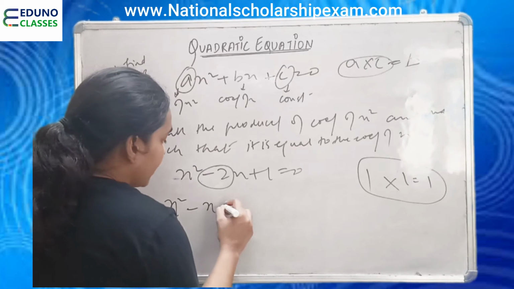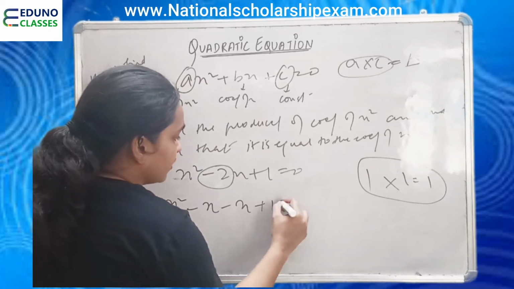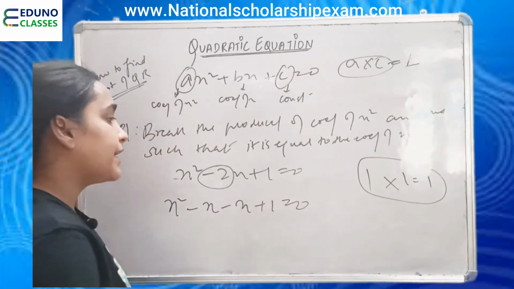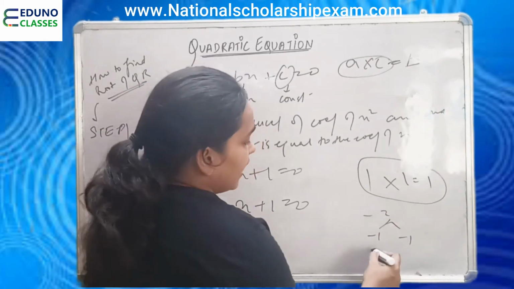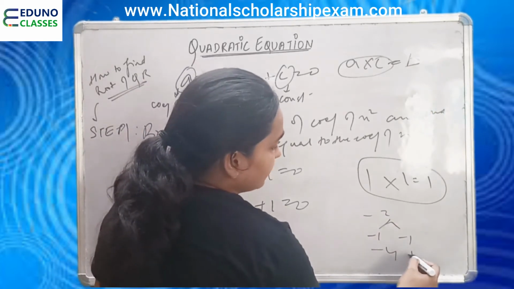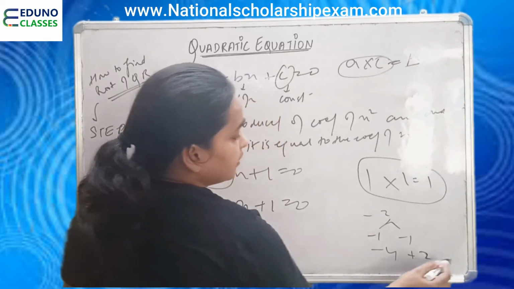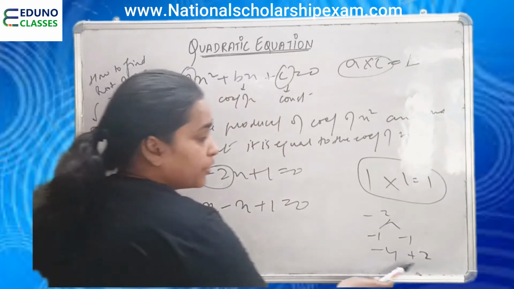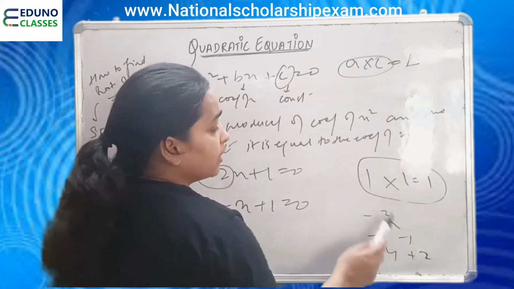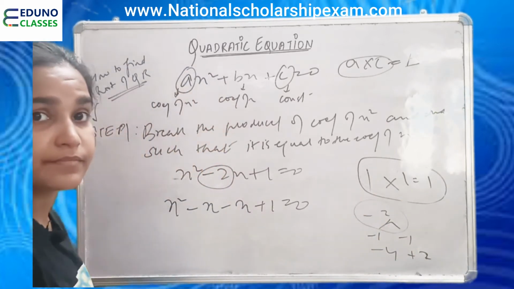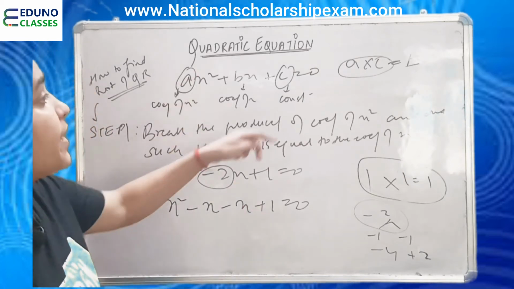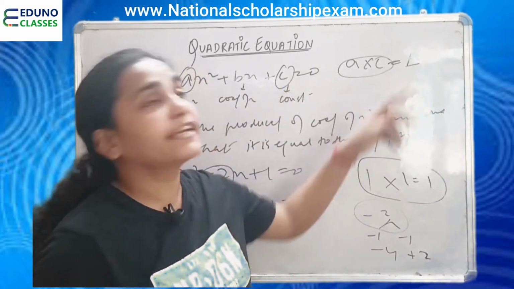x square minus x minus x plus 1. This is the only way. I can break minus 2 into minus 1 and minus 1. I can break into minus 4 plus 2, but minus 4 into 2 will not give me 1, and I want it broken in such a way that it gives me 1. Or I can say I want to break a into c such that it gives me b.